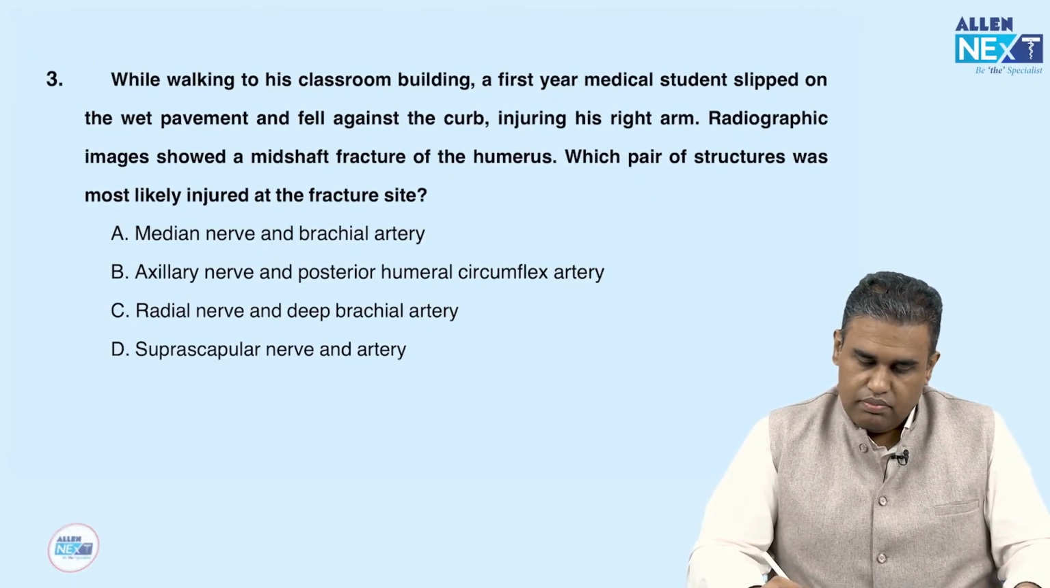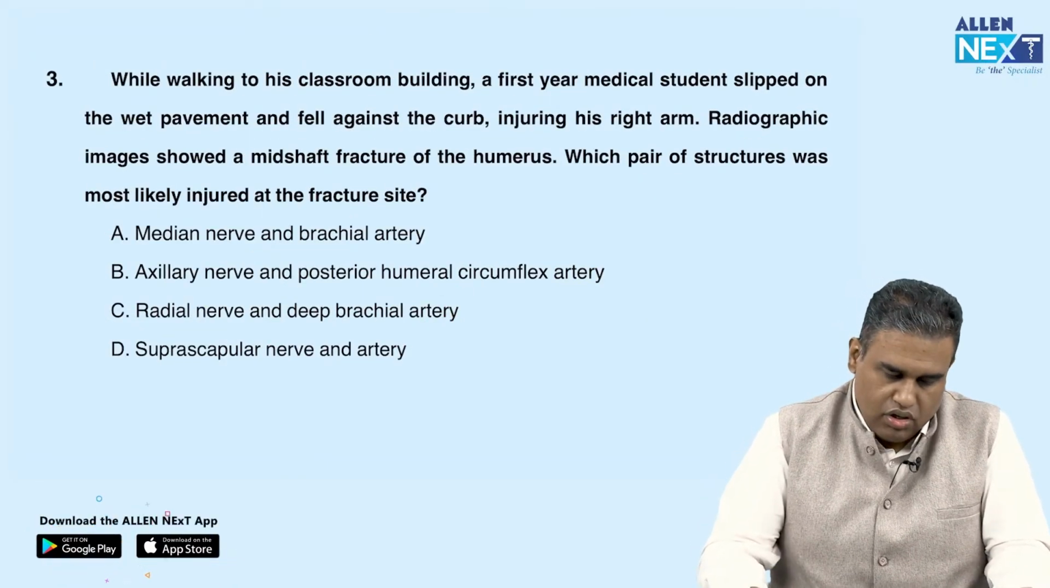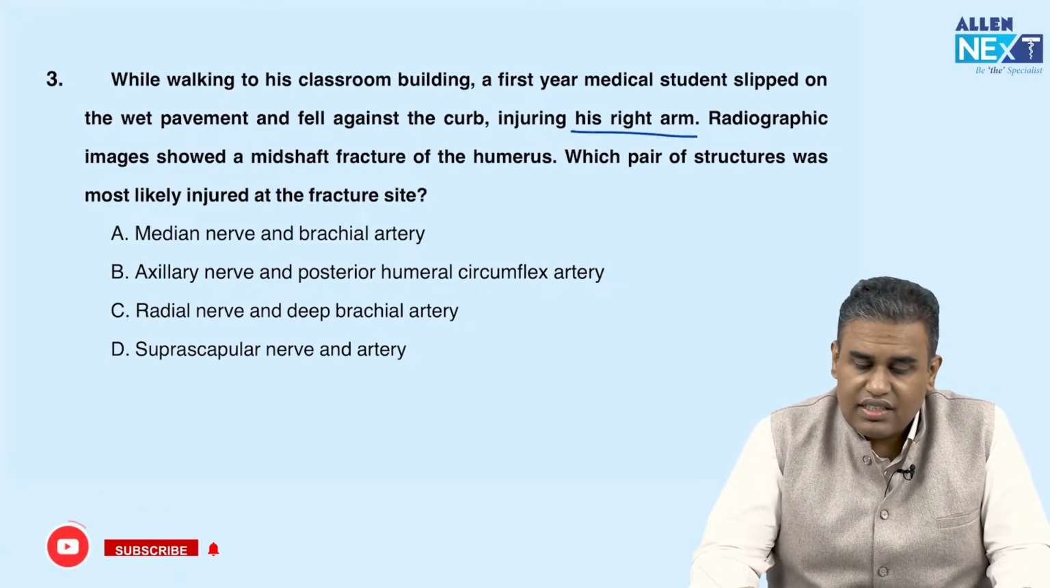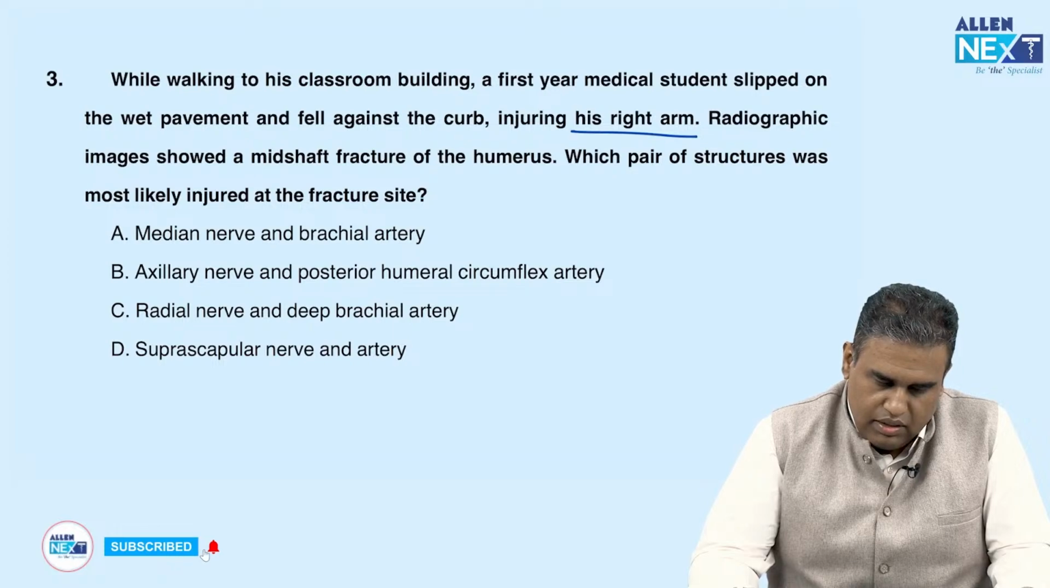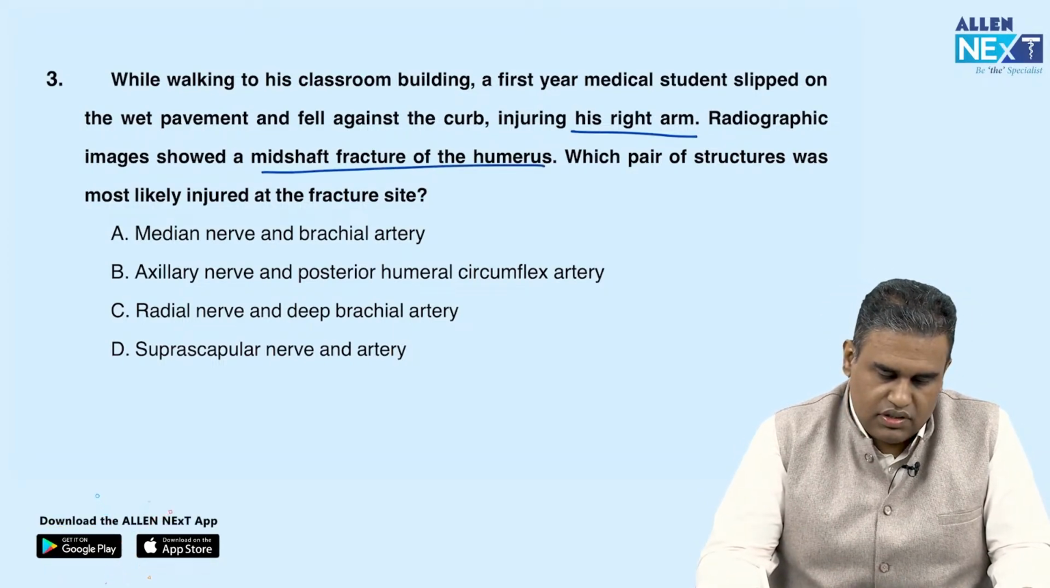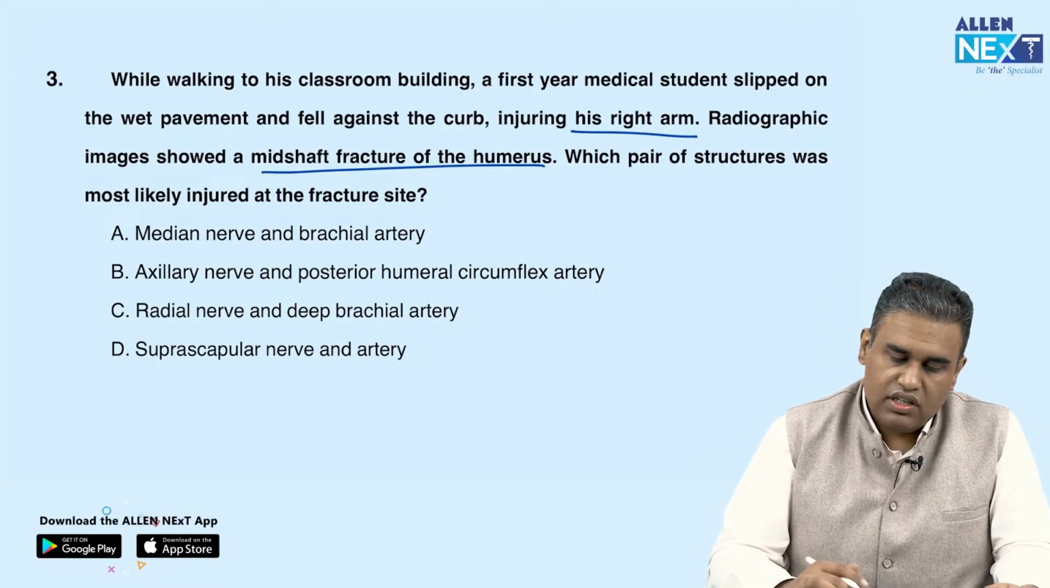While walking to his classroom building, a first-year medical student slipped on the wet pavement and fell against the curb, injuring his right arm. So there's an injury to the right arm. The image shows a mid-shaft fracture of the humerus. Which pair of structures was most likely injured?